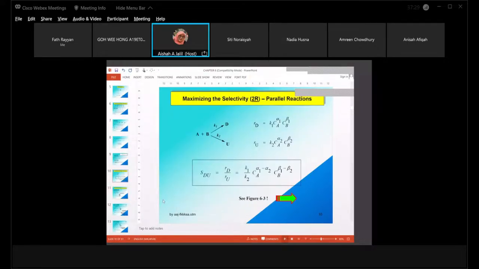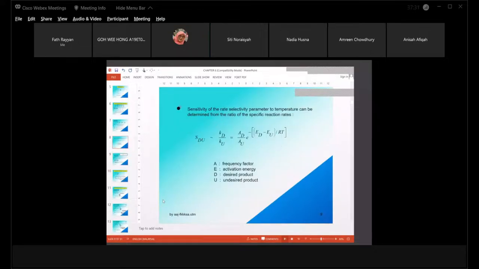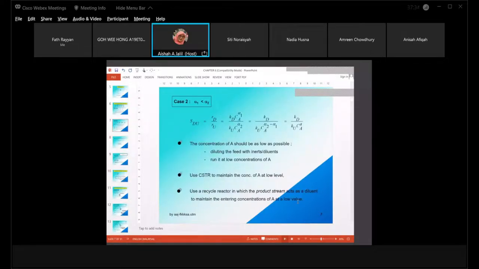Maybe you can also see the recycle reactor. Okay, this one. You get back the diluent, and then recycle. This is when you get the Ca at the bottom. So you have to write like this. One is about the concentration itself, and then the type of reactors.